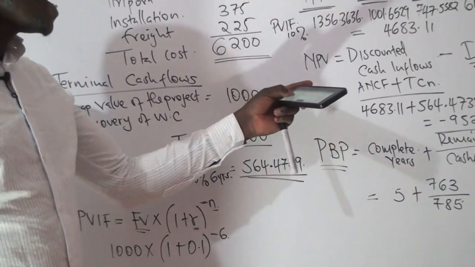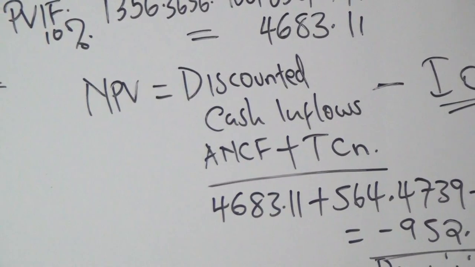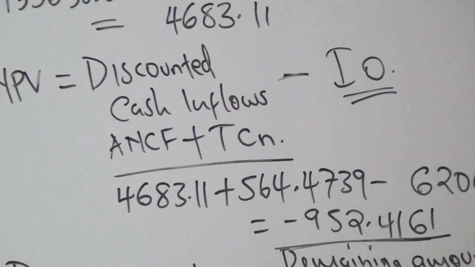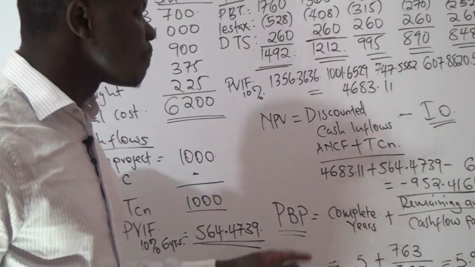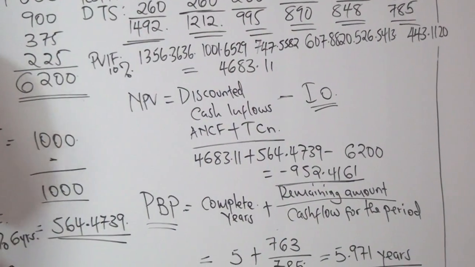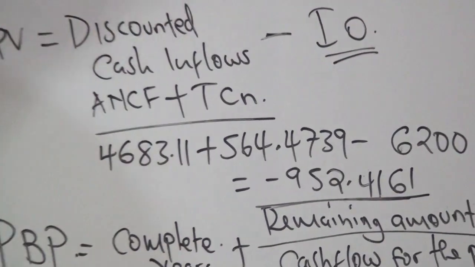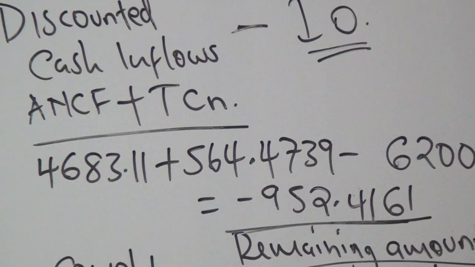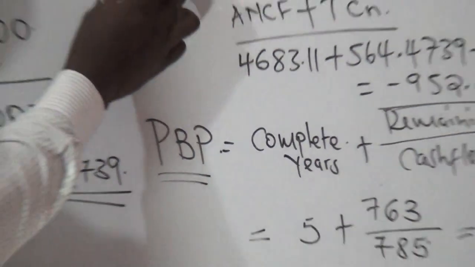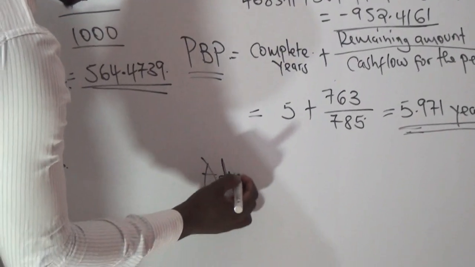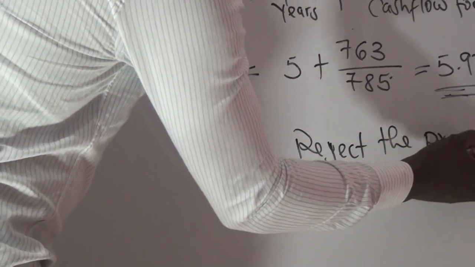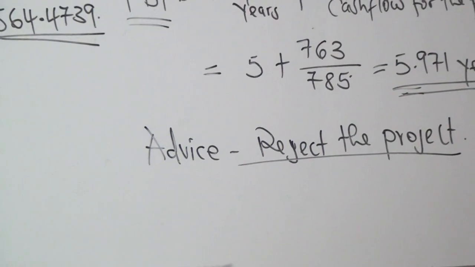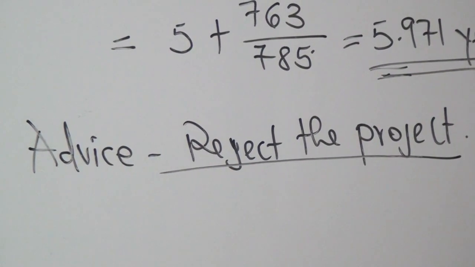Also, on advising basing on NPV, we said that a positive NPV, we will always accept the project, while a negative NPV, we will reject the project. Here we are having a negative NPV. In this case, we will reject the project basing on NPV. So generally, since we have rejected basing on payback period and we reject basing on NPV, our advice will be to reject the project. And that is the answer to this particular question.